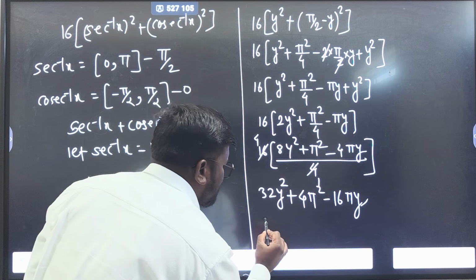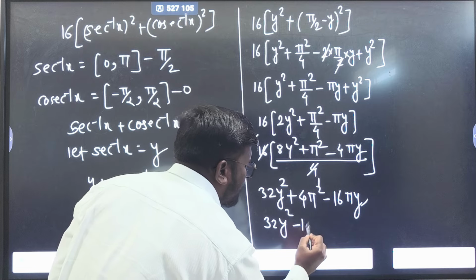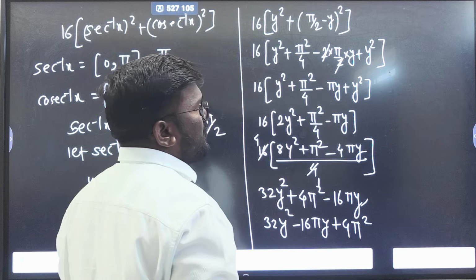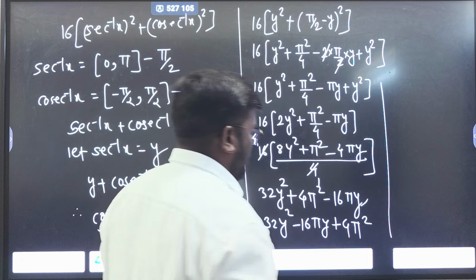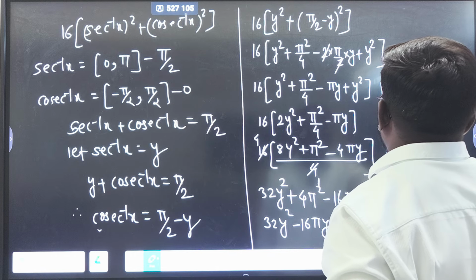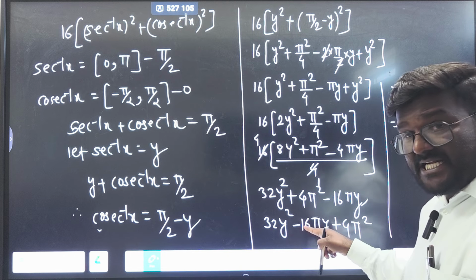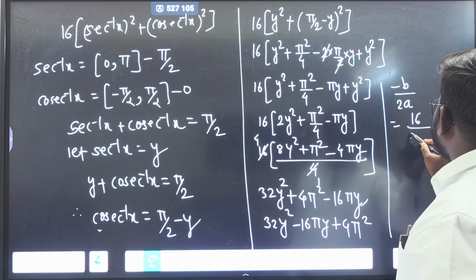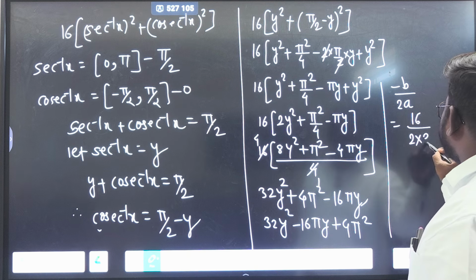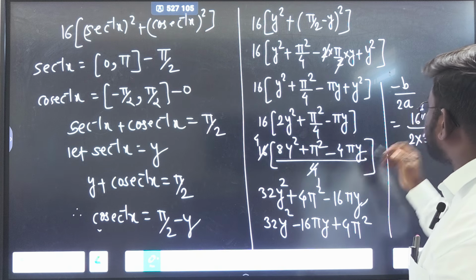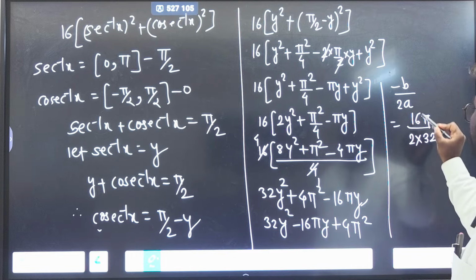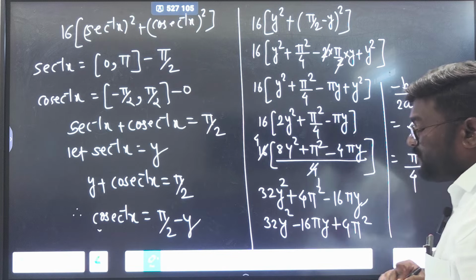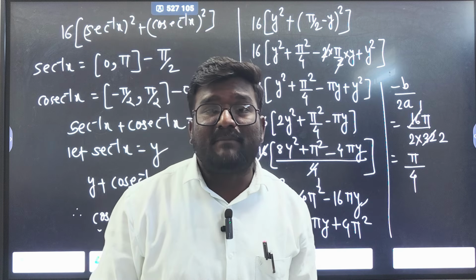Okay, first rewrite the equation in terms of y square. So it is 32y square minus 16 pi y plus 4 pi square. Now what is the vertex? It is equal to minus b upon 2a. What is the value of b here? It is minus 16 pi. So this minus and this minus will give plus. So it is 16 pi divided by 2 multiplied by a, and a is 32. 16 1s are 16, 16 2s are 32. So you will get pi divided by 4. So here we get the minimum value at pi by 4.